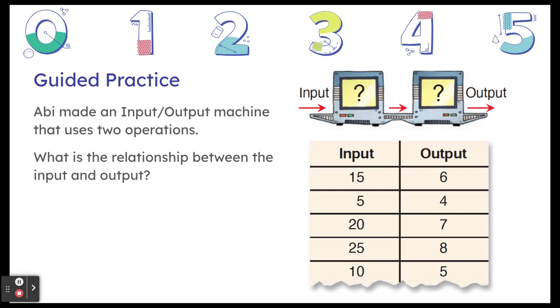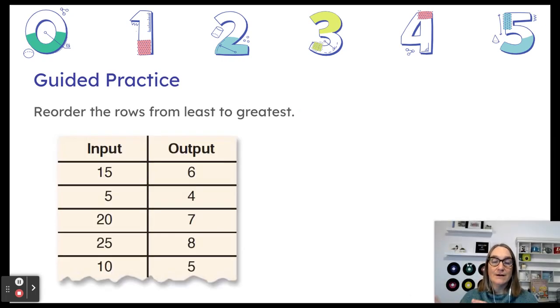You don't want to separate the inputs and outputs and mix them up, or you will never figure it out. Okay, take a few minutes right now to copy out this table and reorder the rows from least to greatest. So you want to start with the smallest one and work your way up and end with the biggest one. But remember, when you're reordering, keep the rows together, okay? So keep the inputs with the outputs.